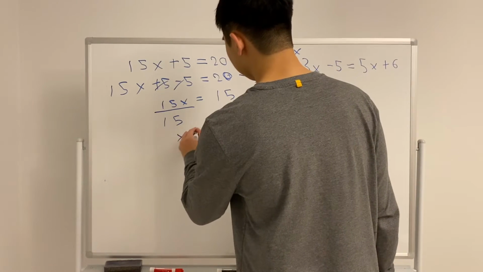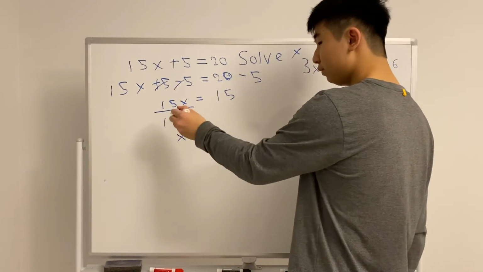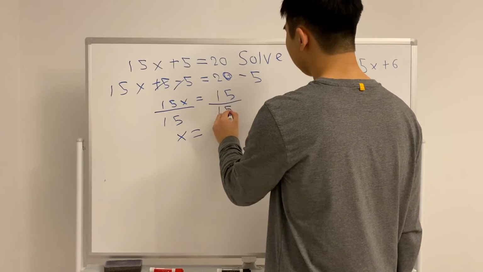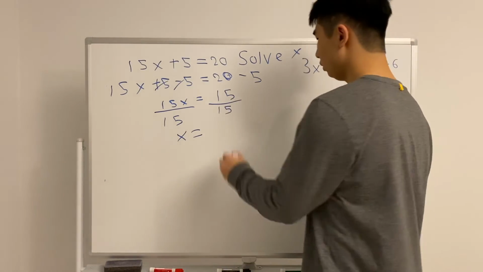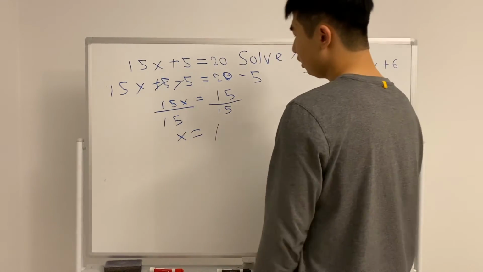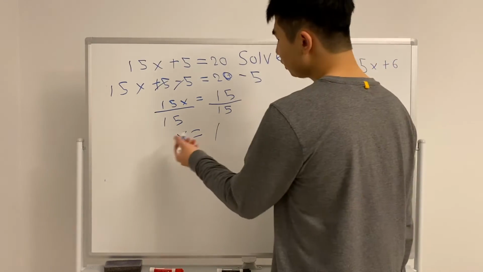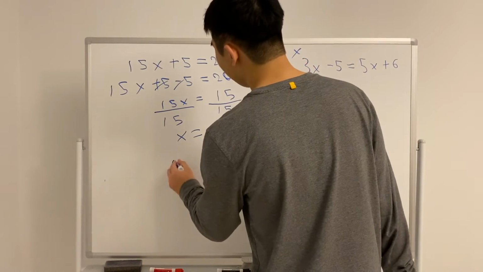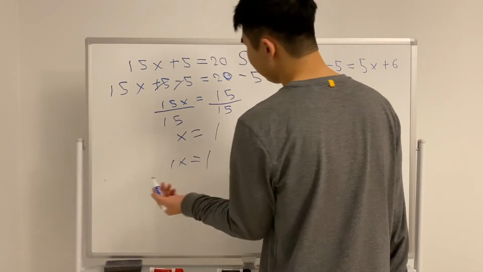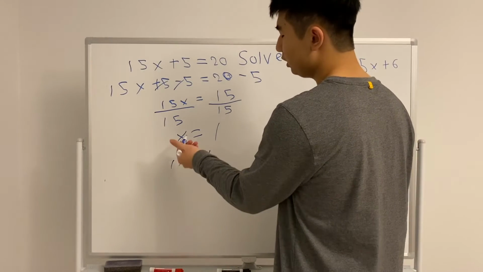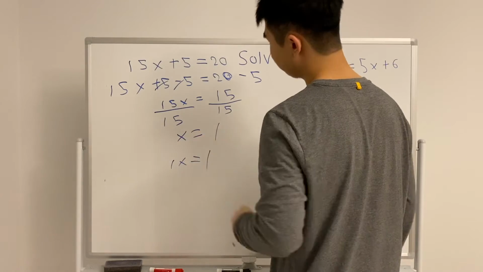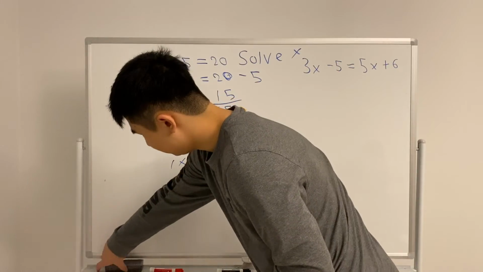So x is equal to, we divided 15 on the left side, so we have to divide 15 on the right side. What's 15 divided by 15? 1. Right? Now, also another reason why you don't write 1x is it doesn't look right. 1x equals 1, like it's correct, but it doesn't look right. And you can actually screw up if you do that. So that's why you just write x. So let me just erase this.